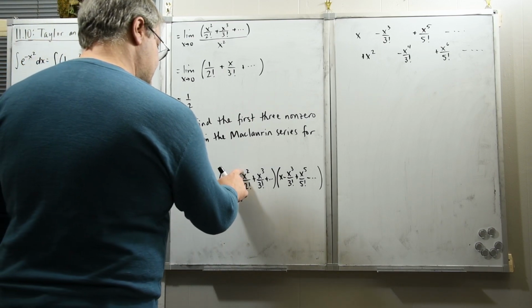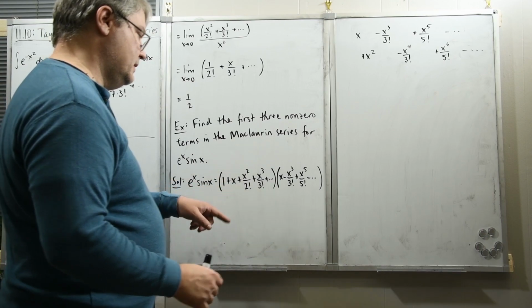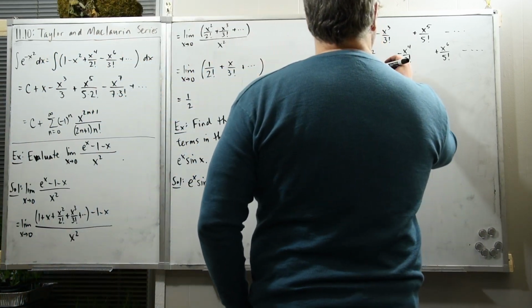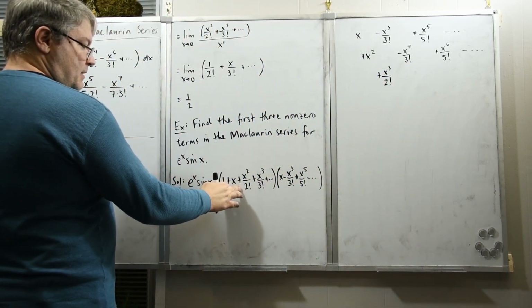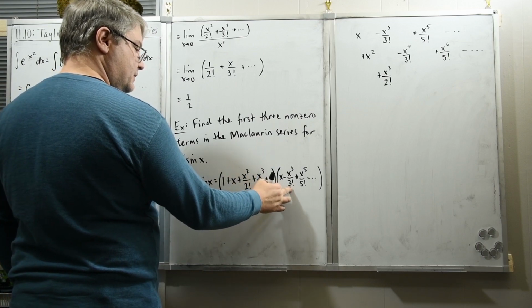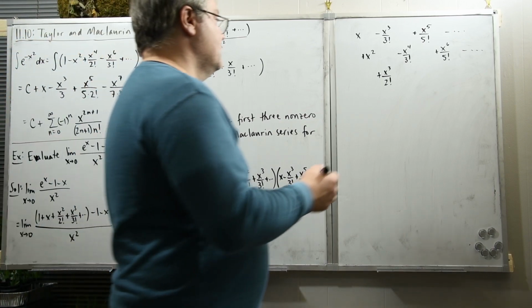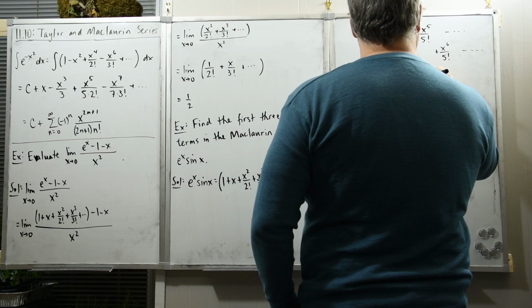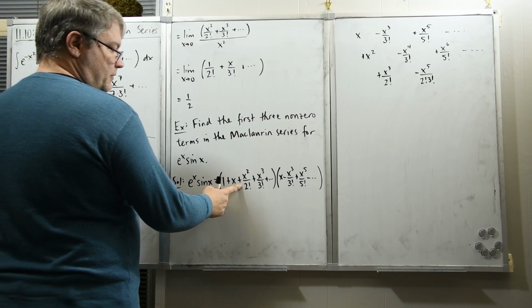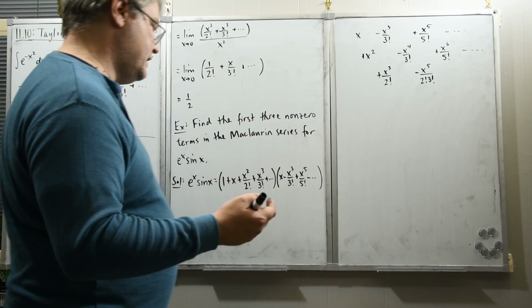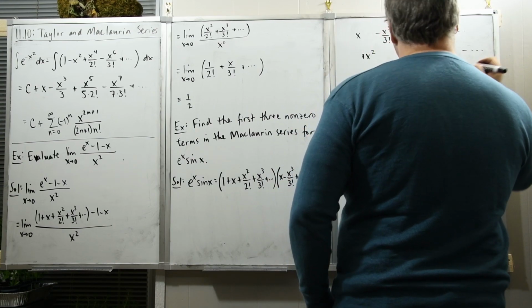And then if I take x squared over 2 factorial times each of these, x squared over 2 factorial times x gives us an x cubed over 2 factorial. x squared over 2 factorial times a negative x cubed over 3 factorial gives us a negative x to the 5th over 2 factorial times 3 factorial. x squared over 2 factorial times x to the 5th over 5 factorial gives us x to the 7th over 2 factorial times 5 factorial, and so forth.